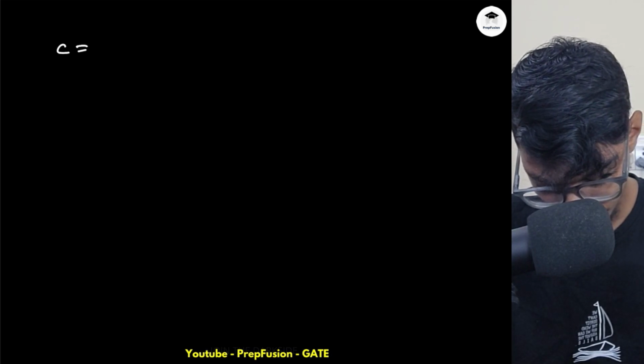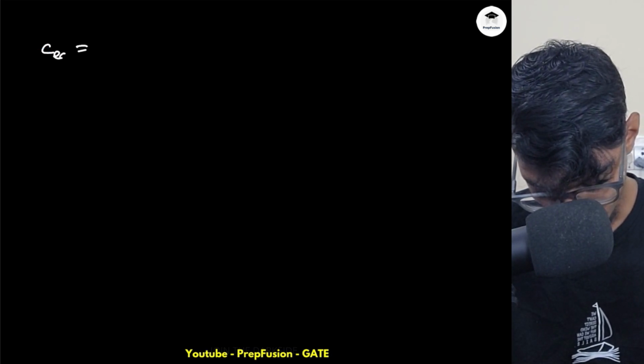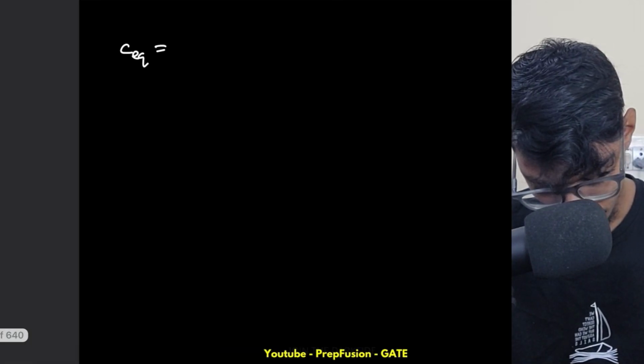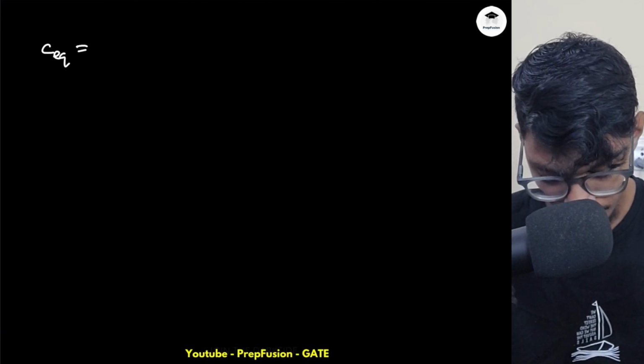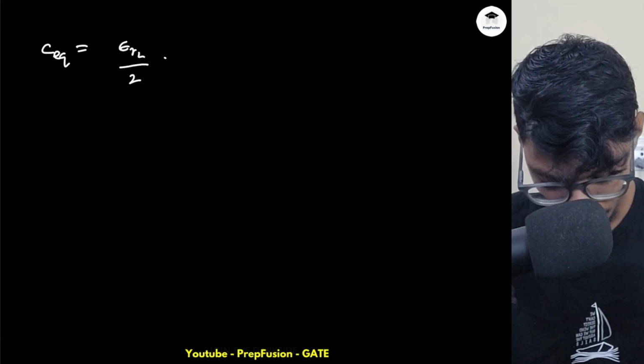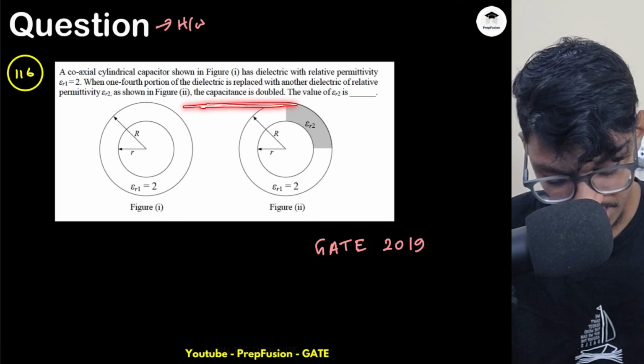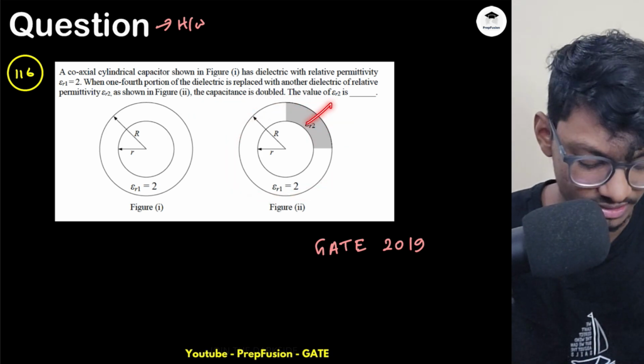C equivalent is epsilon R2 by 2 C dash plus 3 C dash. Now this is equal to what? They have told me the capacitance is double. The final capacitance here is double if I place this dielectric.